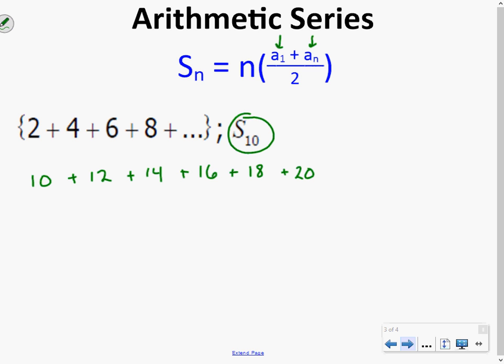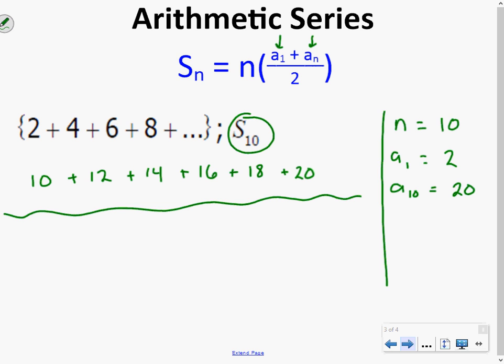So let's go ahead and find out all of our important pieces of information here. N is going to be 10 since we're summing up the first 10 terms. Okay, a subscript 1 is going to be 2. A subscript n is really going to be a subscript 10 here, right? That's going to be the last term if we're summing up the first 10. And we said that is 20. So now we can write our formula, right?